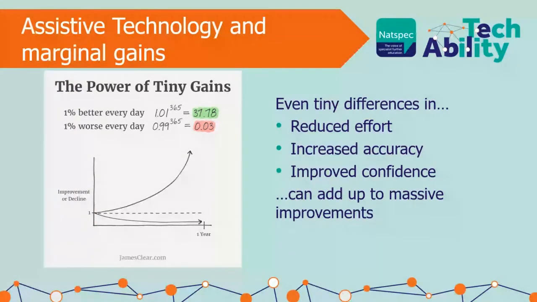And my theory is that if we apply these tiny differences in assistive technology, we can reduce the effort for our learners, we can increase their accuracy. Importantly, we can improve their confidence with the work that they produce. And all of these tiny little gains can add up to massive improvements over time. Now, theoretically, this kind of makes sense, and I don't think I'm saying anything radical here. If you think I'm saying something radical, then fire in the chat and we'll deal with it at the end.